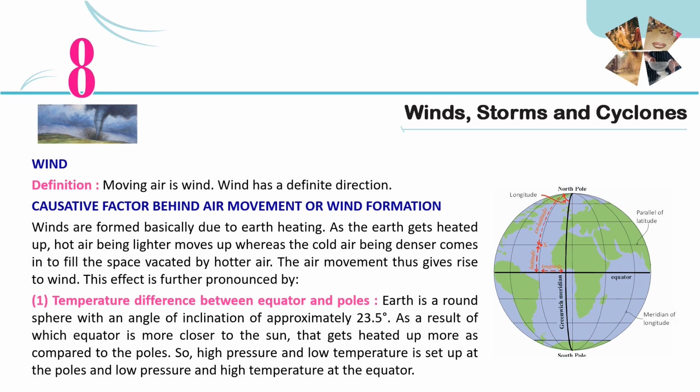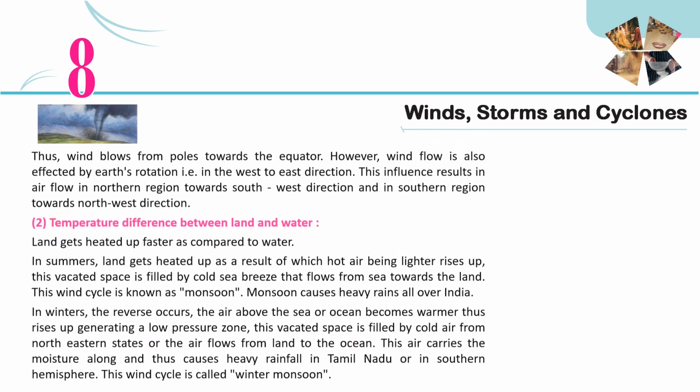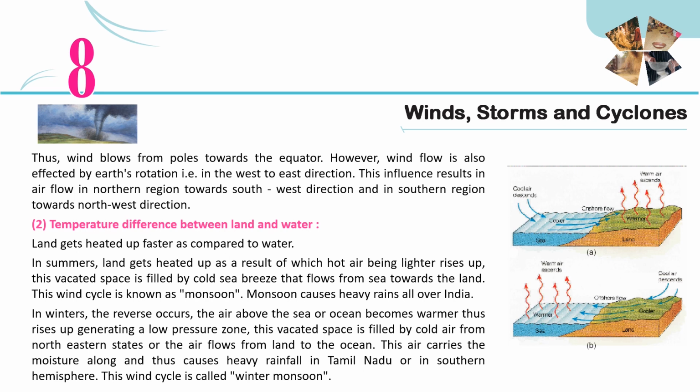This effect is further pronounced by: 1. Temperature difference between equator and poles. Earth is a round sphere with an angle of inclination of approximately 23.5 degrees. As a result, the equator is closer to the sun and gets heated up more as compared to the poles. So, high pressure and low temperature is set up at the poles, and low pressure and high temperature at the equator. Thus, wind blows from poles towards the equator.